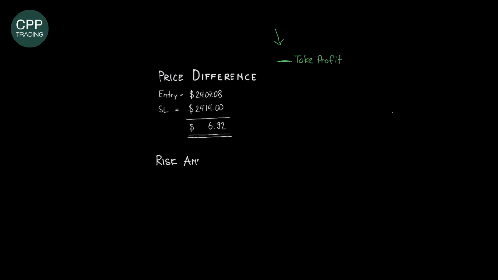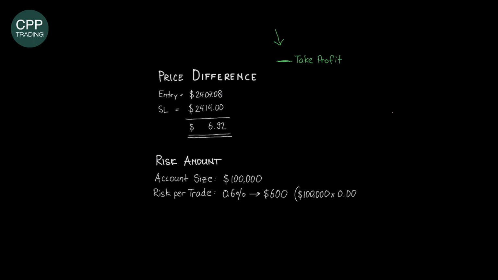Now let's look at how we are calculating your risk amount. So I had an account size of $100,000 and I am willing to risk 0.6% on any given trade. So 0.6% equals $600. The way you get to that number is you take your account size and you times it by the percentage of your risk, how much you're willing to risk.